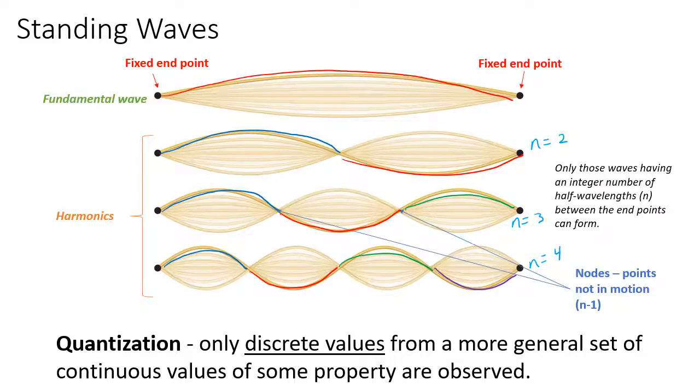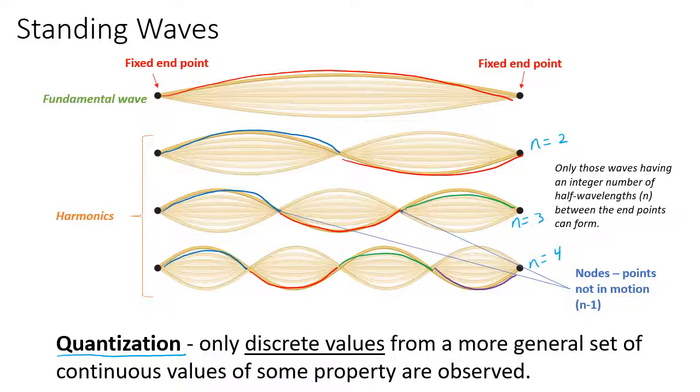This example is something called quantization. This means that only discrete values from a more general set of continuous values of some property are observed. Rather than there being any number of half wavelengths allowed, it's always fixed at being an integer number of some half wavelengths. Therefore, we say that the value is quantized.